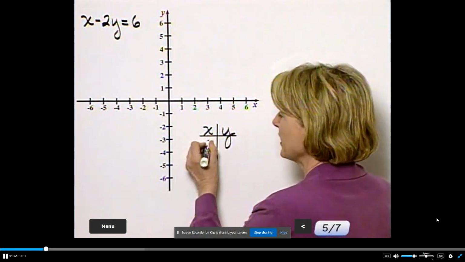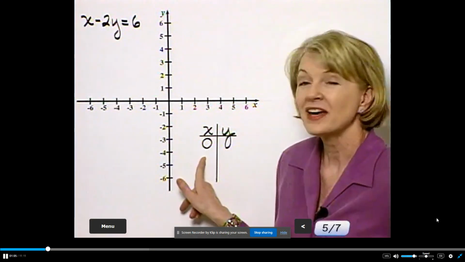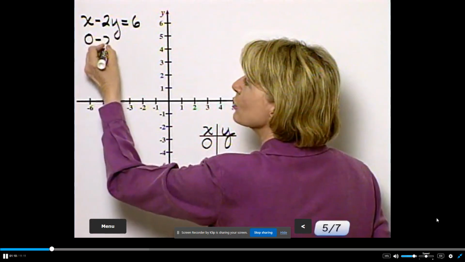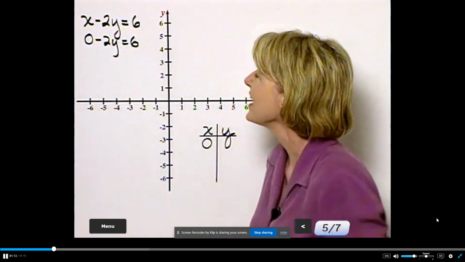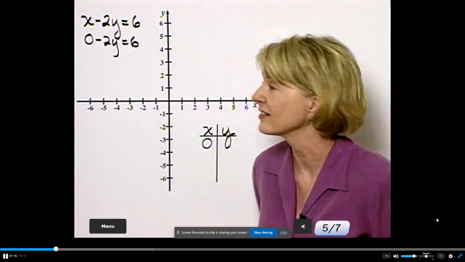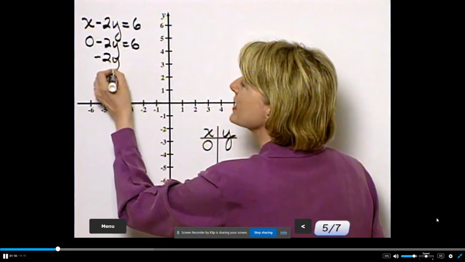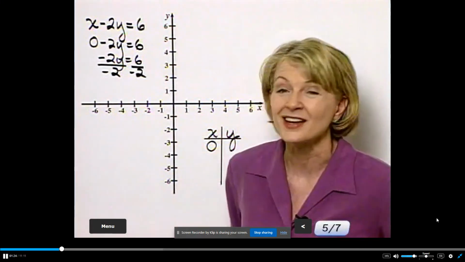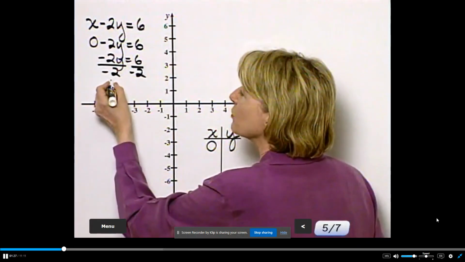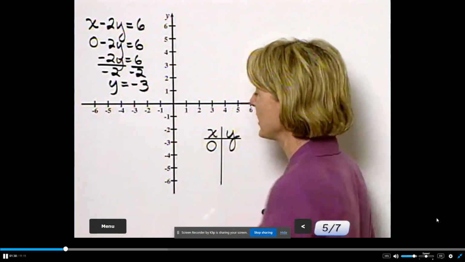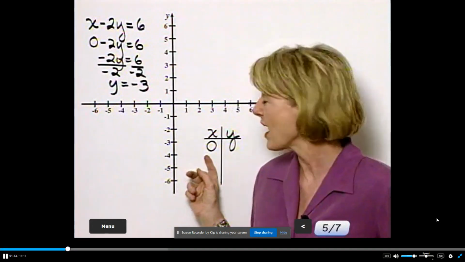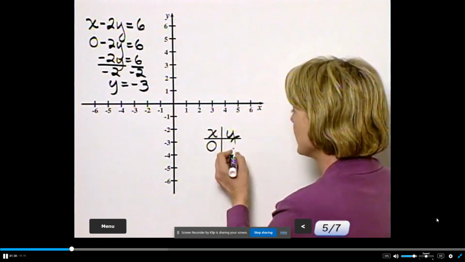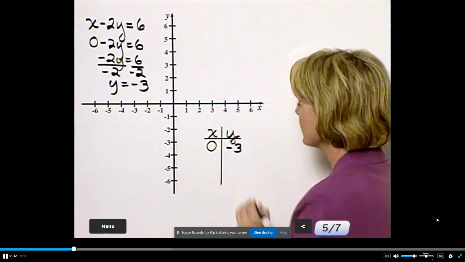For example, let's suppose x is 0. If x is 0, let's replace x with 0. So I have 0 minus 2y is equal to 6. Now let's solve this equation for y. I'll have negative 2y is equal to 6. To solve for y, we'll divide both sides by the coefficient of y, which is negative 2, and we'll have y is equal to negative 3. So when x is 0, y is negative 3. Let me remove some of that so you can see the negative 3. All right, there's my y.